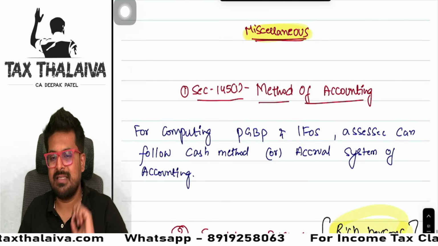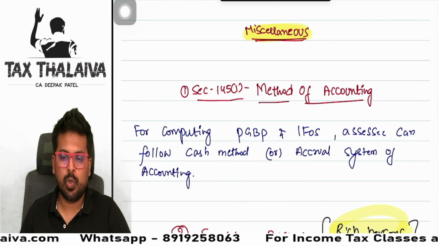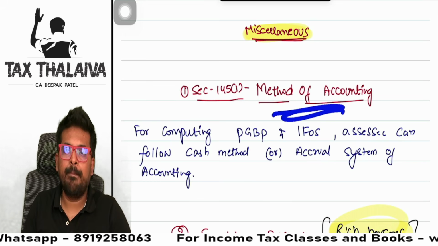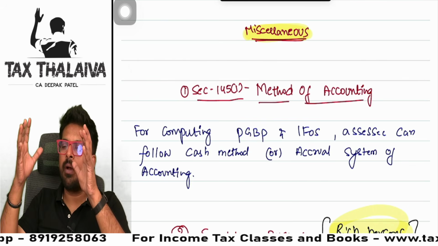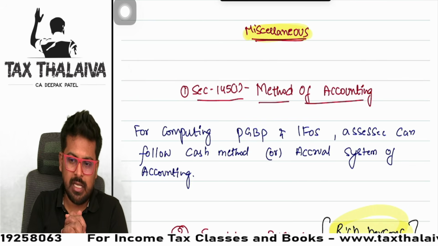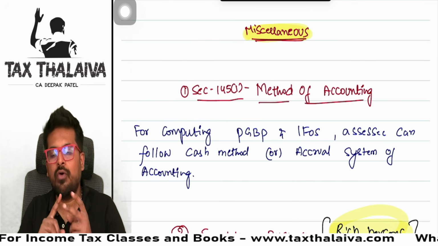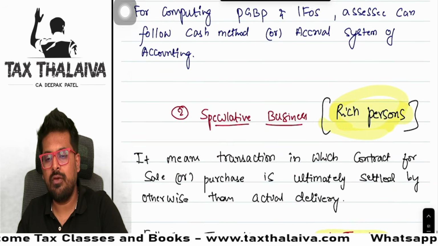Now, there are some miscellaneous things, two things, and then we will close it. Guys, under section 145(1), it says the method of accounting. Whenever you compute your PGBP income or IFOS income, you can either follow the cash method of accounting or the accrual system of accounting, guys. Anything you can follow.